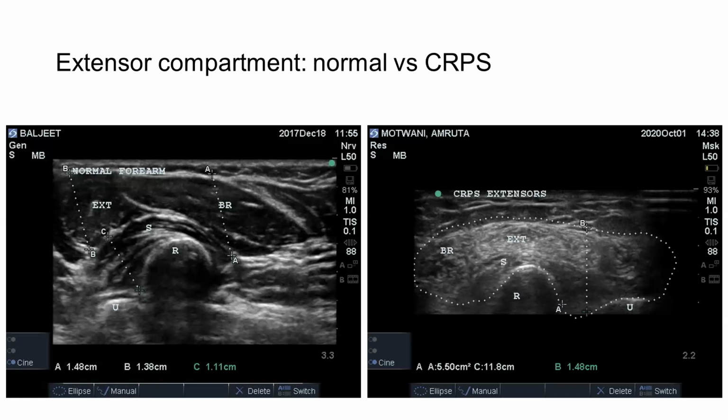Sir, what are these abbreviations? BR? You mean brachioradialis? Yes, the BR is brachioradialis. So these extensors are all in one group there. We are not differentiating those extensors there.